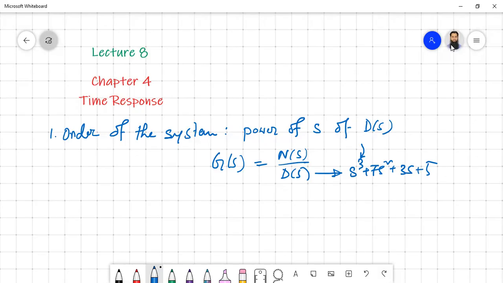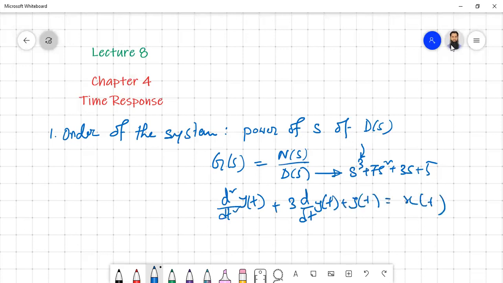This is one way to define it, or you can do it in terms of the differential equation. If the system is represented by a differential equation, say d squared by dt squared of y of t plus 3 d by dt of y of t plus y of t equal to x of t, something like this, then the order of the differential equation is also the order of the system. This is how you define the order of the system.